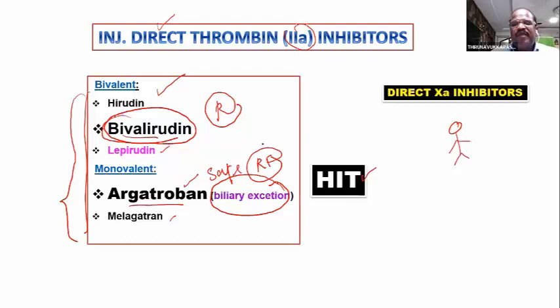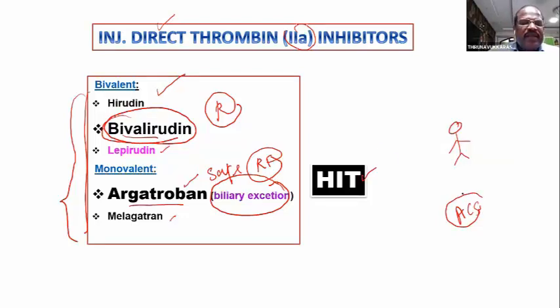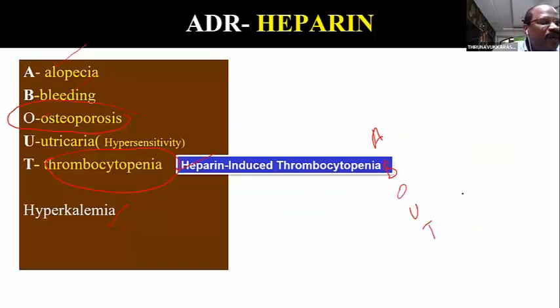And another latest one, we have the injectable factor Xa blocker, otamixaban, which is under trial. It is not for ACS. So for acute coronary syndrome, the important anticoagulants are... The mnemonic ABOUT: A for alopecia, B for bleeding, O for osteoporosis, U for urticaria, allergy or hypersensitivity, T for thrombocytopenia, called HIT, heparin induced thrombocytopenia. Also risk of hyperkalemia. Okay, that's about the adverse effects of heparin.